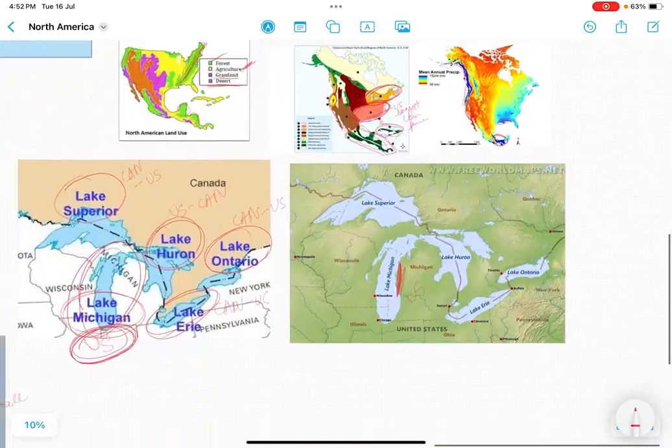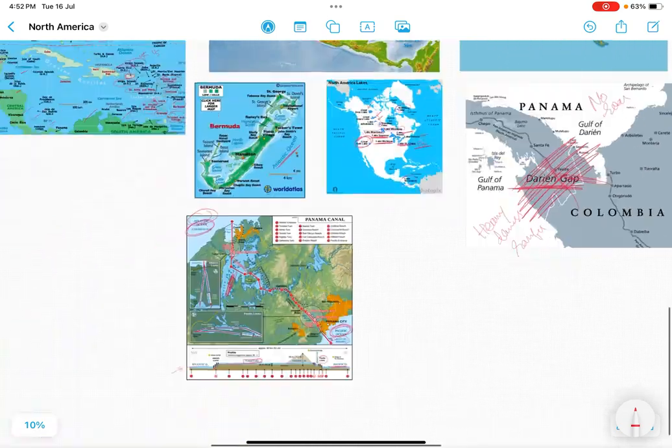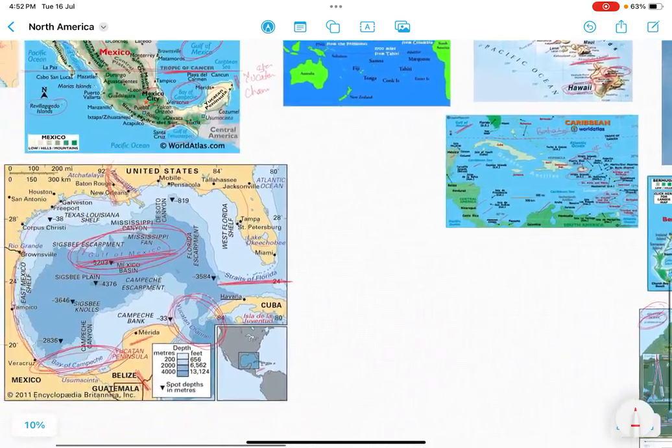So we have seen some of the important maps of North America. For this video, I think these maps are enough. I have a lot of other maps as well, but let's do it in another video.